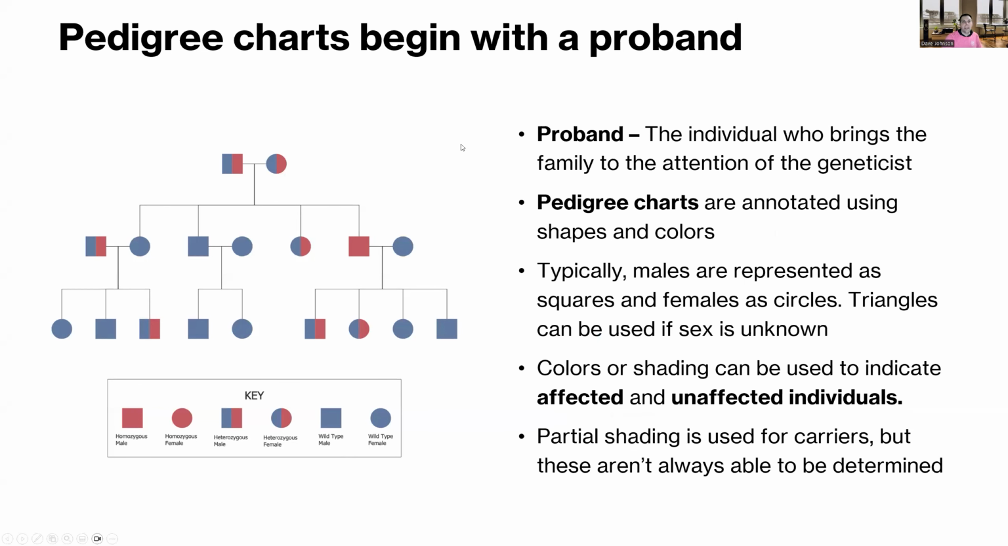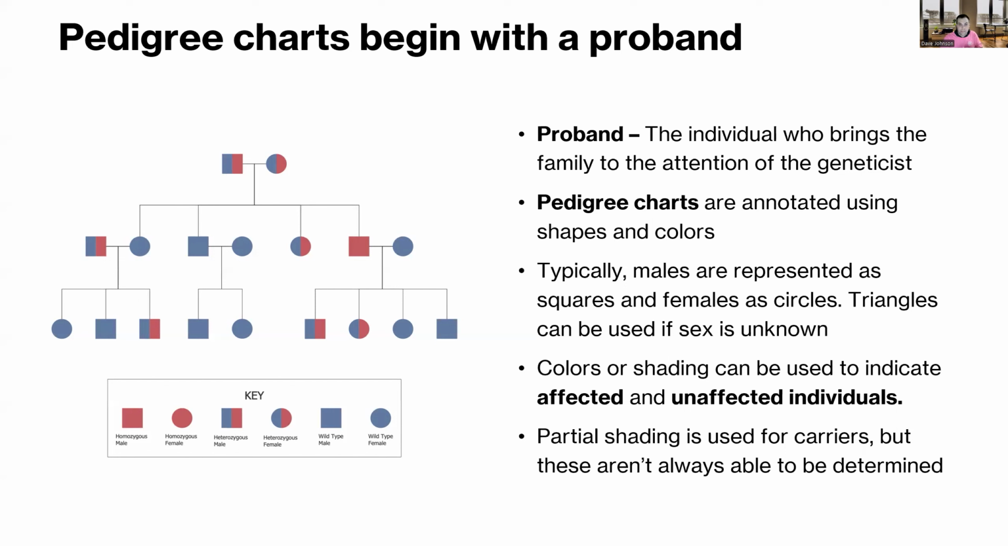Now, typically a pedigree chart is going to begin with someone we call the proband. This is typically the individual who brings the family to the attention of a geneticist. So it's like why we're here. Why are we making this? It's the person who's asking us to make a pedigree chart. And again, this could be somebody who's thinking about having kids, but there's a history of some genetic diseases or genetic conditions that has been passed down through their family, and they're wondering whether or not they're at risk of passing this on to any potential children they may have.